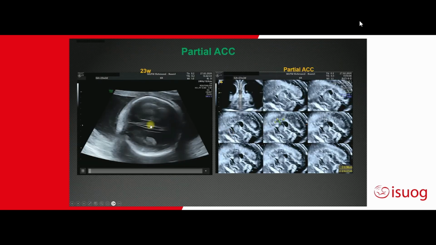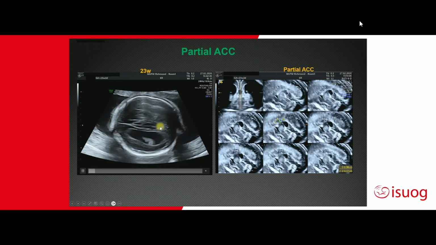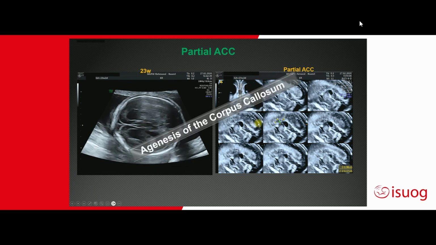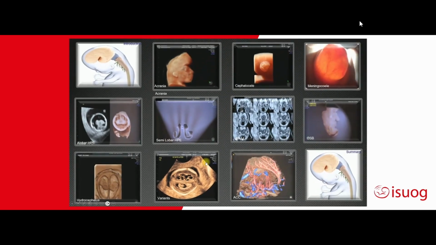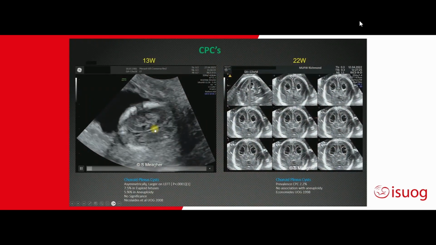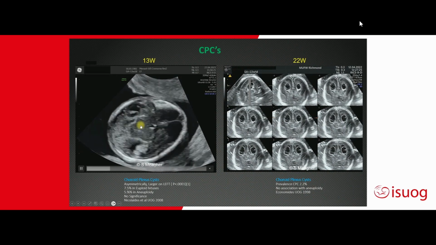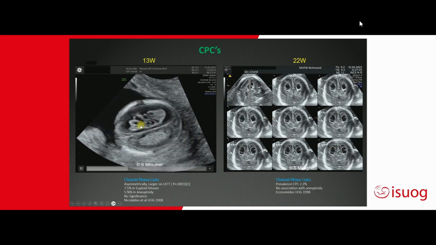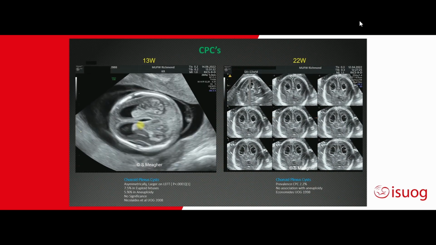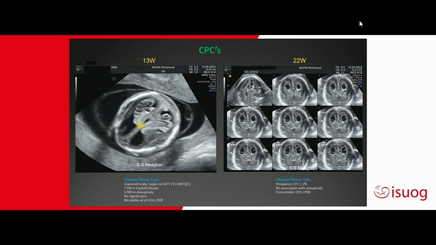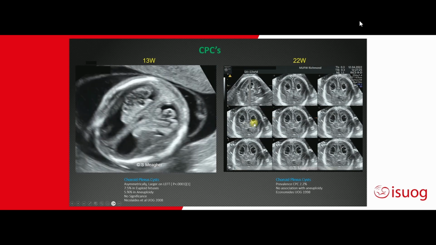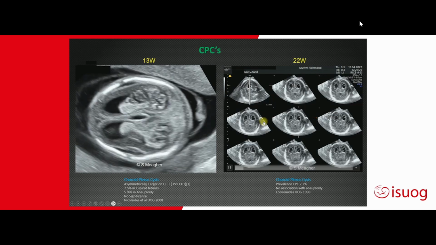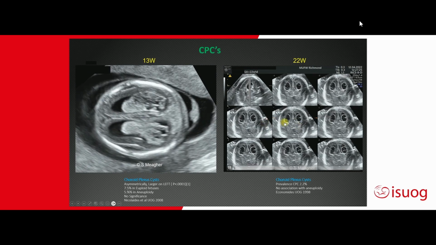Same patient back at 23 weeks, all the typical landmarks on axial imaging of agenesis of the corpus callosum with a midline cyst and sagittal imaging confirming absence of the corpus callosum. Finally, finishing up with choroid plexus cysts, don't worry about these. They are common in the first trimester of pregnancies. Just check that there's no coexisting markers of trisomy 13, 18, or the other aneuploidies. And if there are no supporting markers of it, these, for most, will disappear as the pregnancy progresses.